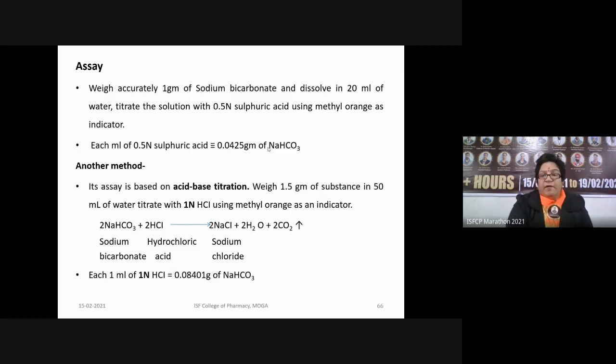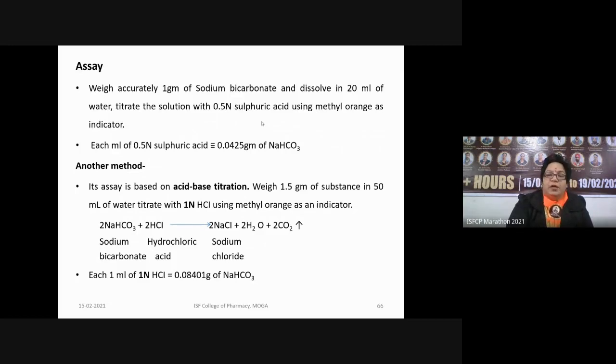Weigh 1.5 gram of the substance in 50 ml of water. Titrate with 1 normal hydrochloric acid using methyl orange as the indicator. See here, this is the reaction: sodium bicarbonate with HCl to give NaCl, that is salt, water and carbon dioxide as a gas. Each 1 ml of 1N HCl is equivalent to 0.08401 gram of sodium bicarbonate.